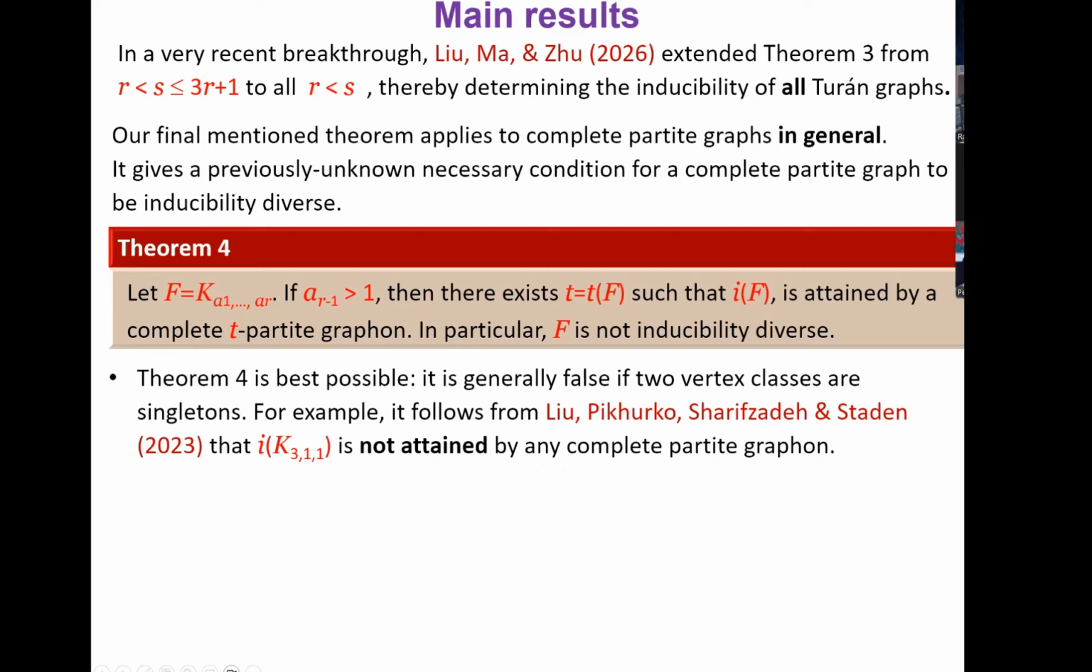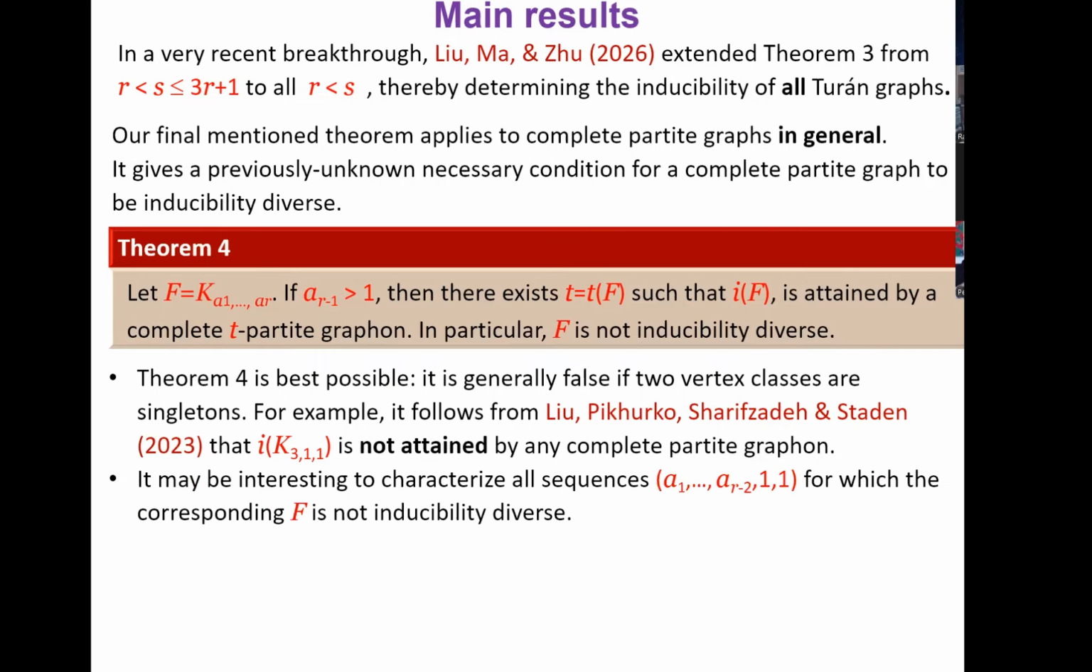Okay, so here we have 2 singleton parts. So here you cannot limit anything. If you do not allow K1000 in your graph, you will still not be able to get the inducibility of K311. The optimal graphon contains all complete graphs, if you will.